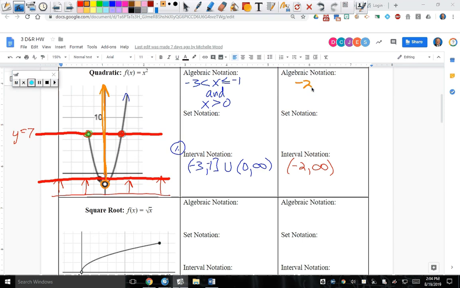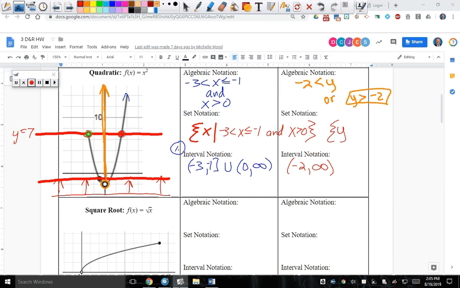-2 is less than y. y is greater, or you could have said y is greater than -2. Okay? And as far as the formal notation, it would be the set of all x's such that the first condition and the second condition. That's your domain. Whereas this one is the set of all y's such that y's are greater than -2.